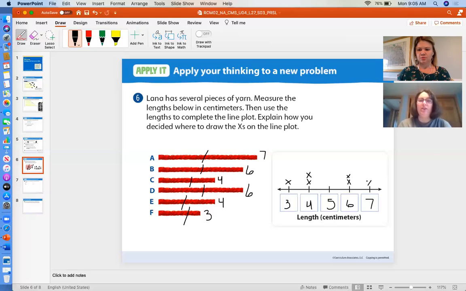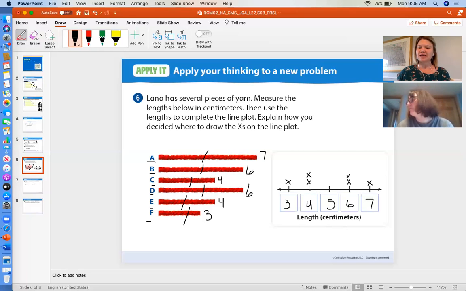And another way to check, even after we cross them out, is how many x's do you have? Count your x's. 1, 2, 3, 4, 5, 6. Then we can go over and count our pieces of yarn. 1, 2, 3, 4, 5, 6. And we know we have done all of our data.